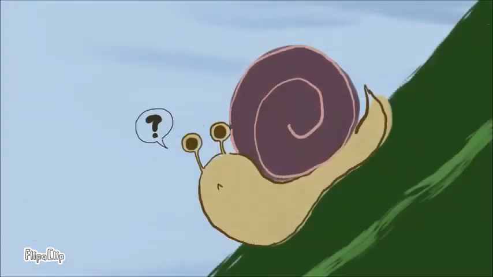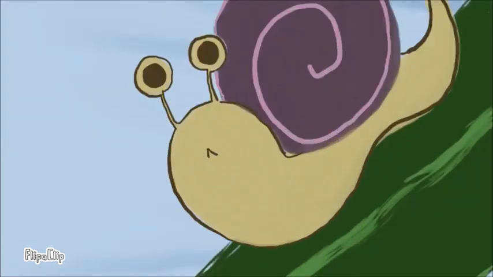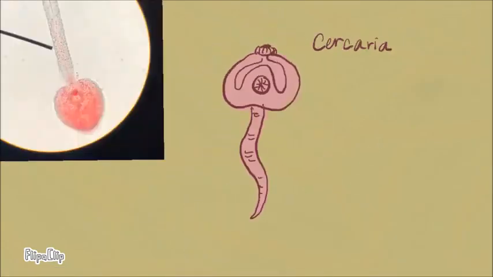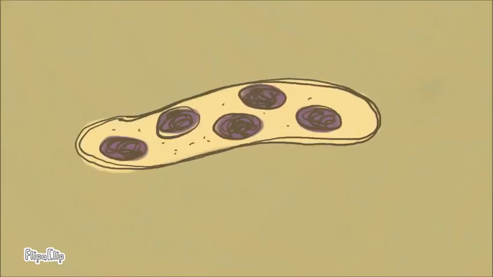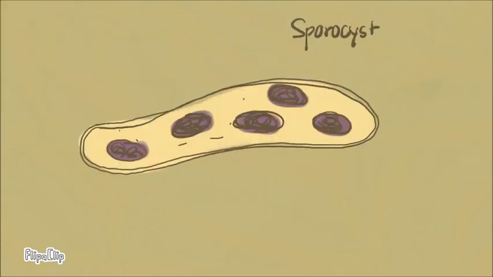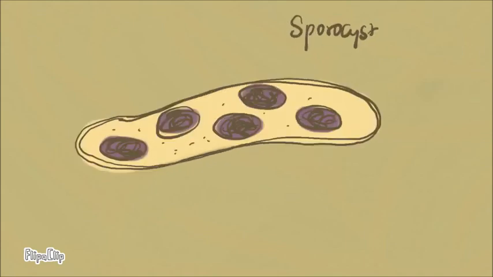Once the miracidium penetrates a snail, it will develop into other following stages inside the snail, which are sporocysts, rediae, and cercariae. Now, let's discuss these 3 stages in more detail. We're going to start with sporocyst. It has a sac-like shape with germ cells in it.